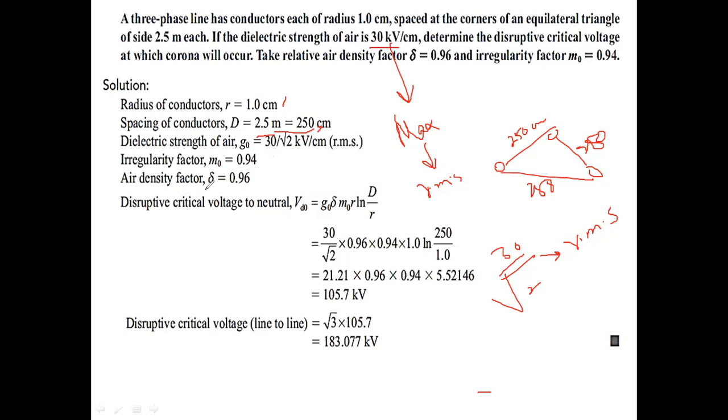This is given. If it is not given, then we will use the formula we have studied in the previous slide: V naught is equal to G naught sigma m naught and so on. Putting the values straight away, we will get this for the single phase value. For phase to neutral, the phase value Vp, and for the line value VL we have to multiply it with square root 3. So the line value will be 183.0 kV. Very simple, we just put the values in this formula.